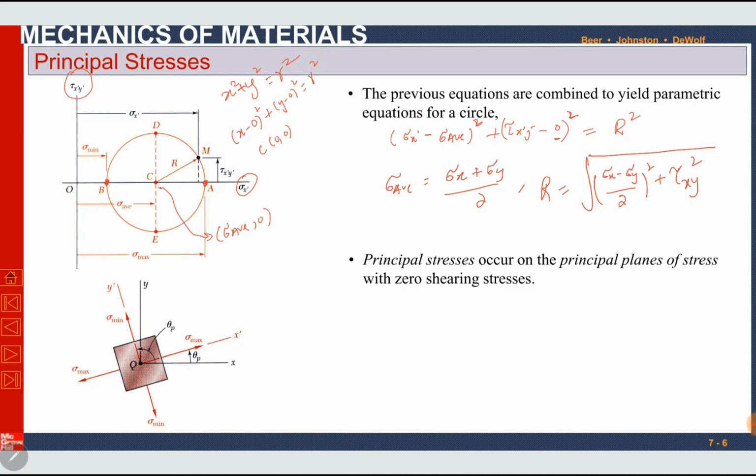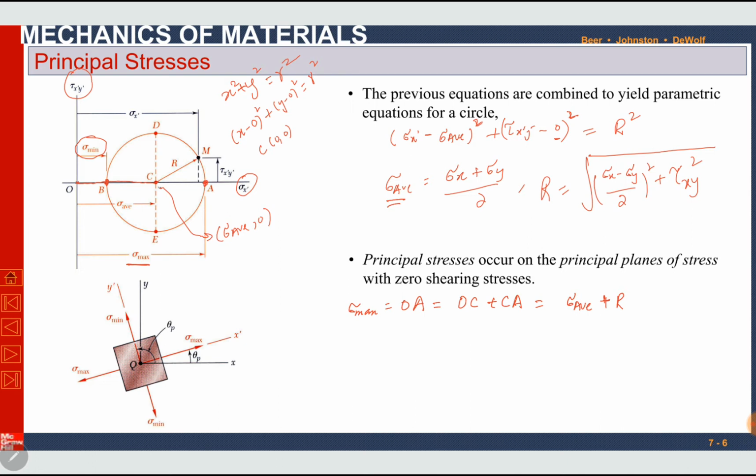So the value of normal stress where shear stress is 0 is called principal stress. So sigma A and sigma B are our principal stresses. Sigma A is maximum principal stress and sigma B is minimum principal stress. What is sigma A or sigma maximum? Sigma A or sigma maximum is equal to OA, which we can further write as OC plus CA. What is OC? OC is sigma average, and CA is radius. So it is sigma average plus radius.